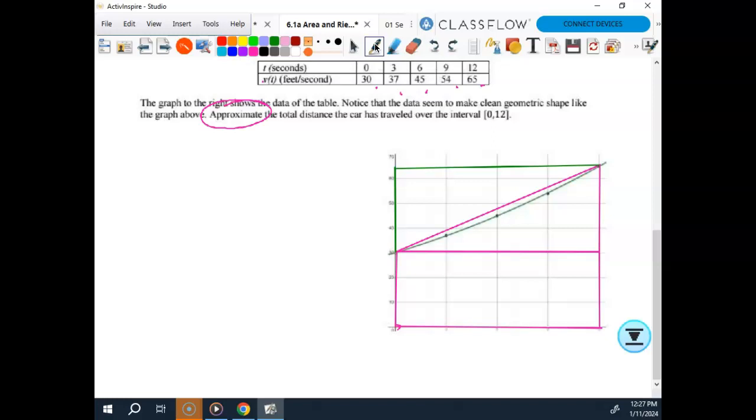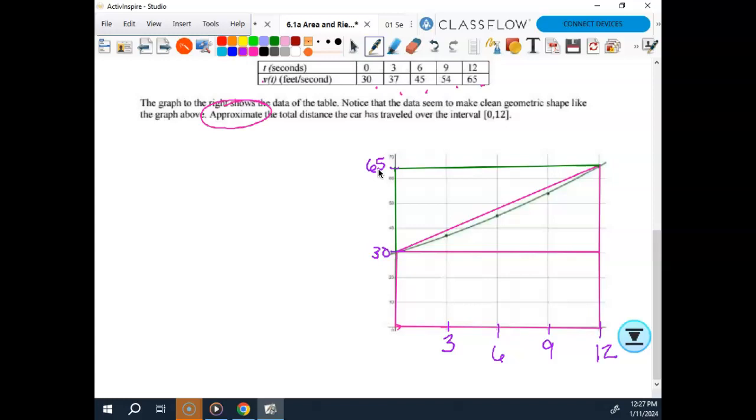Let's see, this is 12, right? So that means that this is 6, 3, 9. This is 30. And this is 65. Okay. Yeah, you can just add them up.